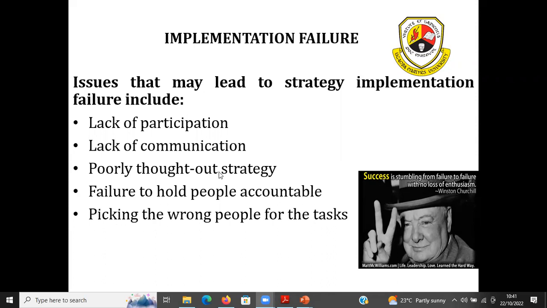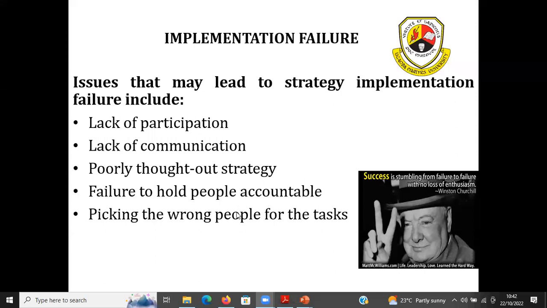A poorly thought out strategy. A poorly thought out strategy would definitely come if you lack the first two, lack of participation and communication. If you don't sit down with a team to brainstorm, to gain feedback from every single person, that will definitely come up with a poorly thought out strategy.